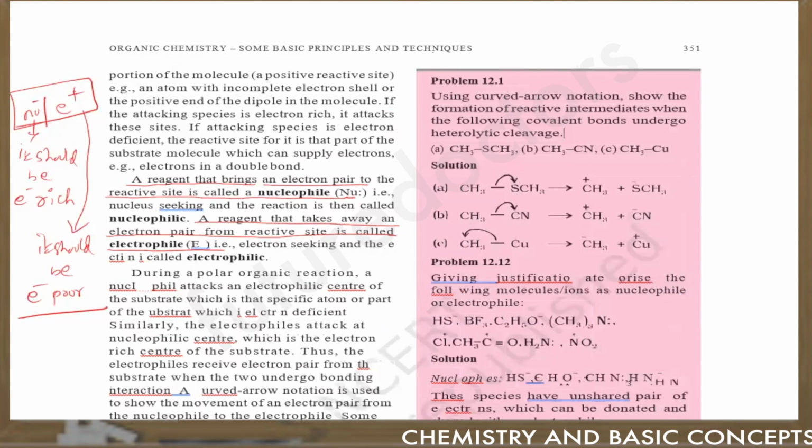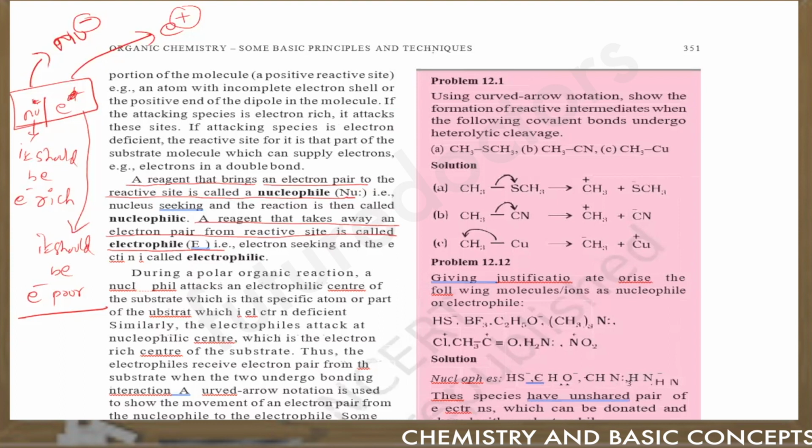Then what is a nucleophile? How can I represent nucleophile and electrophile? I will represent nucleophile as Nu negative, and electrophile as E positive. Why? What is that negative and positive?